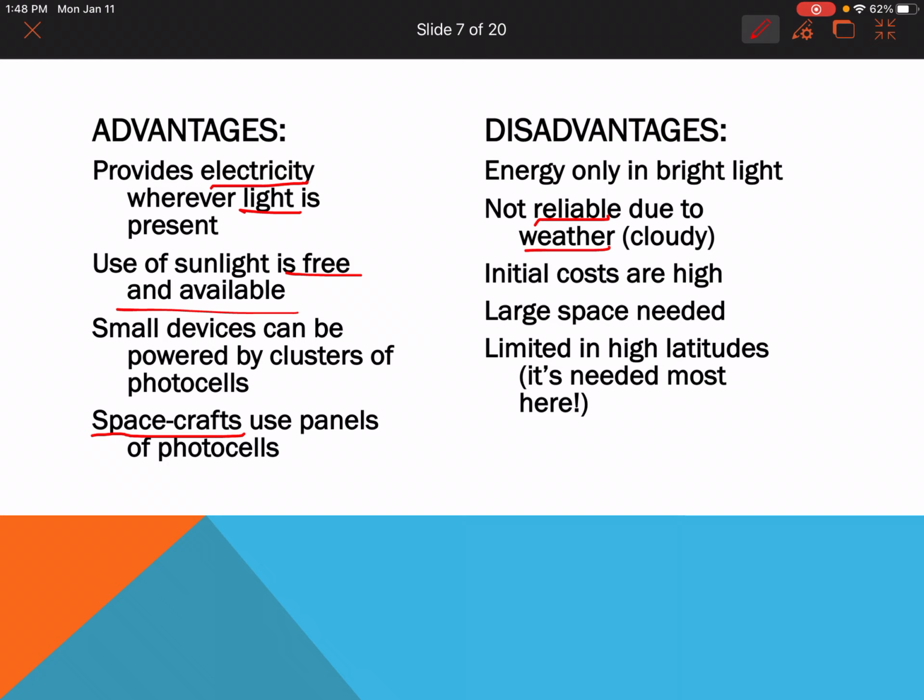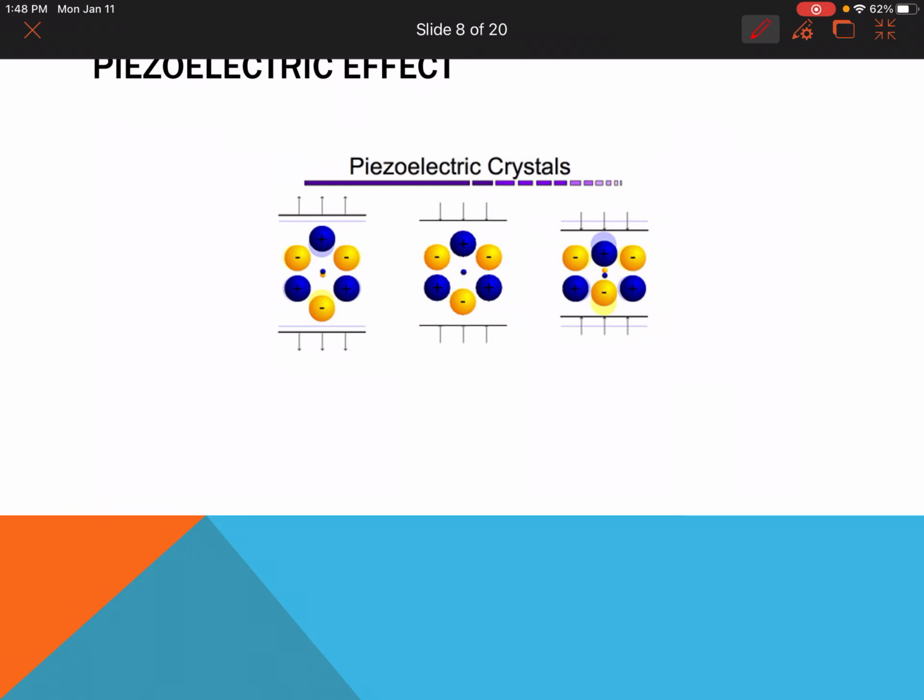And it's also limited in high latitudes like us in Canada, because we don't get the hours of sunlight. I mean, particularly now in January, you guys know, it gets dark pretty early, right? And ironically, in Canada, with our cold weather, we need the most electricity, right? We're high users of electricity because of our climate.